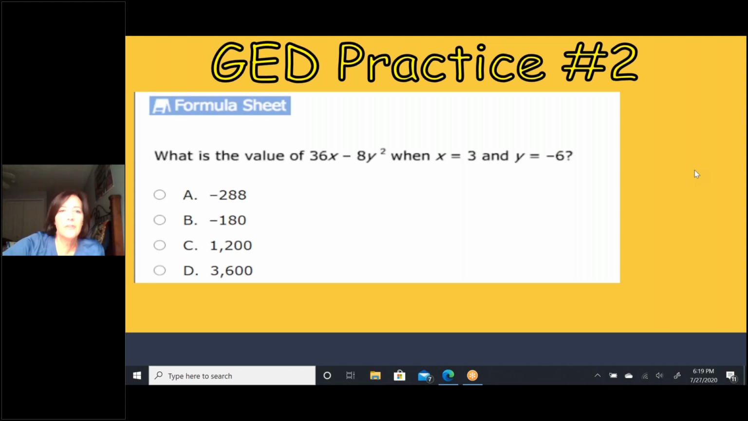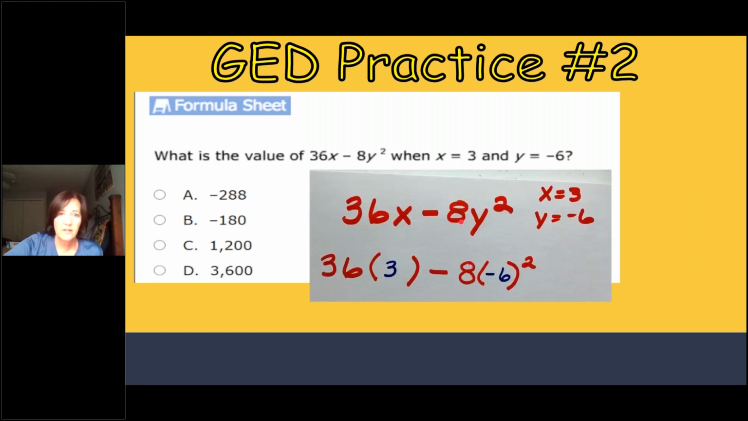Okay, in order to solve this problem, I rewrote the equation, 36x minus 8y squared, x equals 3, y equals negative 6. We just have to substitute the values for x and y into the equation. So right where there was an x, I put parentheses to remind myself that I'm multiplying 36 times that value of x. And then again, where the y is, I put parentheses to substitute in negative 6.